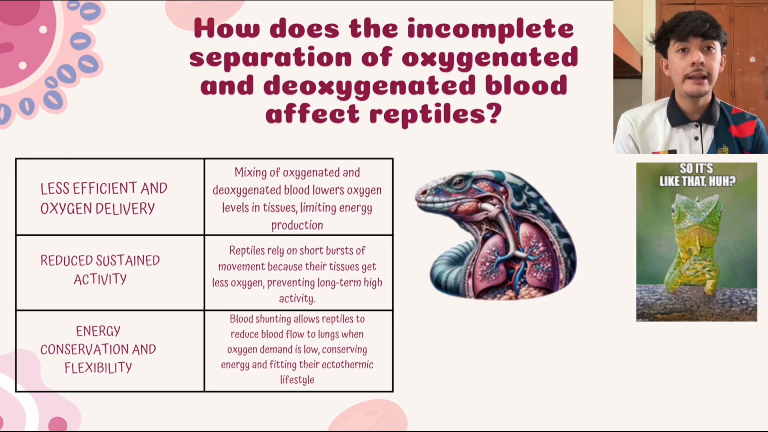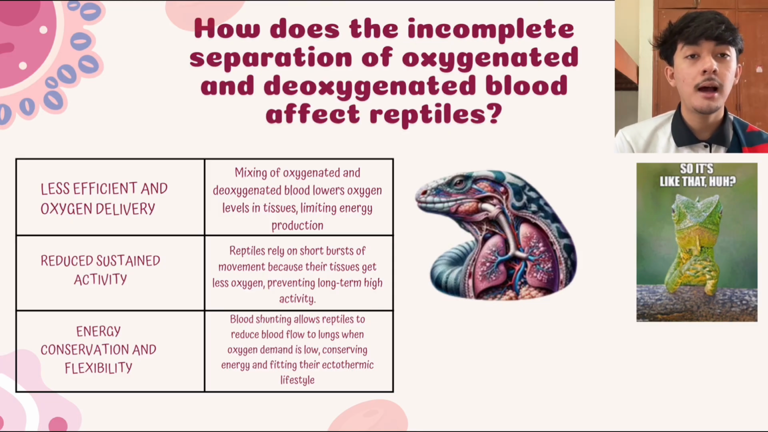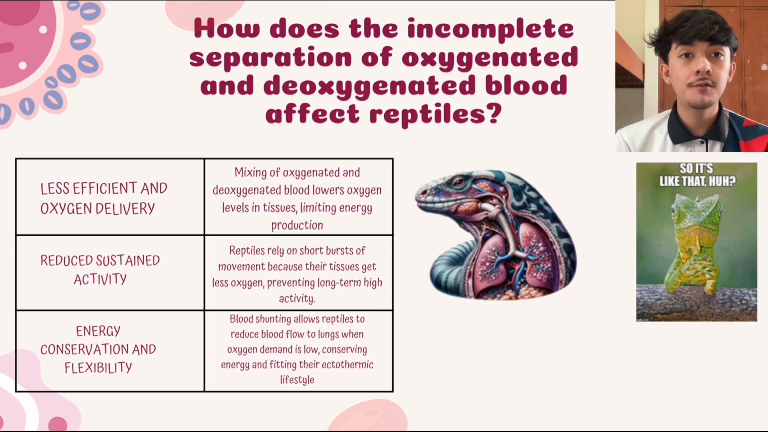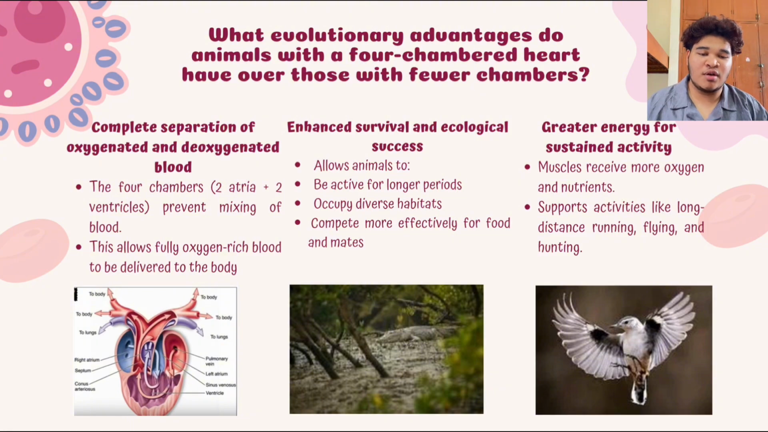Next question is, how does incomplete separation of oxygenated and deoxygenated blood affect reptiles? First answer is less efficient oxygen delivery. Mixing of oxygenated and deoxygenated blood lowers oxygen levels in tissues, limiting energy production. Next is reduced sustained activity. By that, it means that reptiles rely on short bursts of movement because their tissues get less oxygen, preventing long-term high activity. And last but not least is energy conservation and flexibility. Blood shunting allows reptiles to reduce blood flow to lungs when oxygen demand is low, conserving energy and suiting their ectothermic lifestyle.